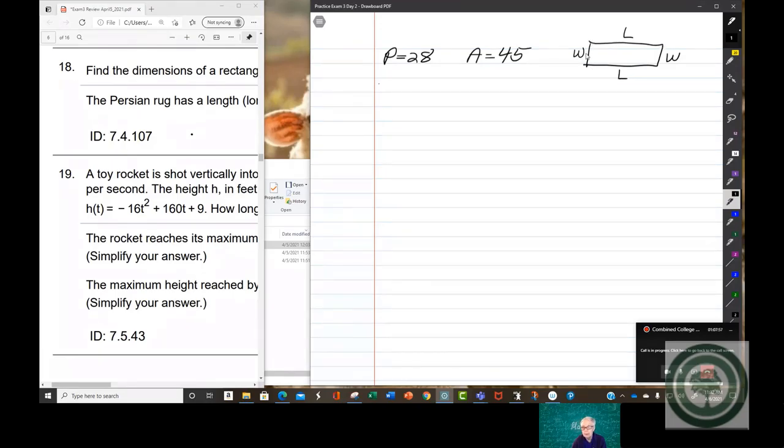And width. So, the perimeter is the length around the outside, so it's the length plus the width plus the length plus the width. So 28 equals 2L plus 2w. And the area equals length times width. So 45 equals length times width. This is such a common problem in algebra where you have to use two formulas to solve a problem. But we can do this.